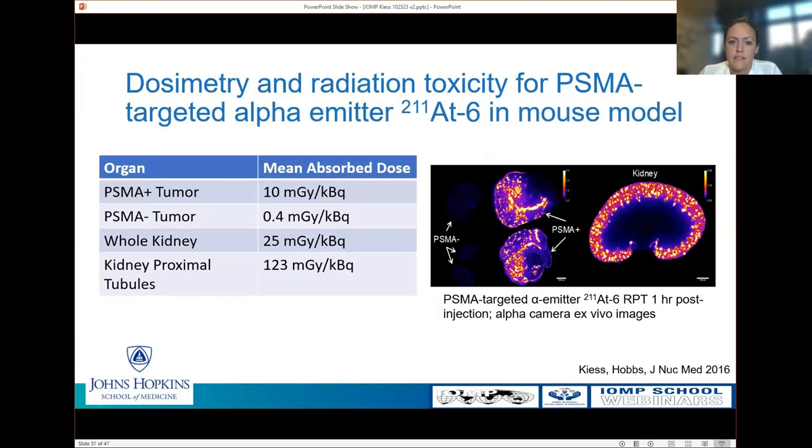We looked at this in our alpha emitter study, and with Dr. Hobbs and Dr. Sgouros, we did micro-level dosimetry showing that the dose absorbed by the kidney proximal tubules after PSMA-targeted alpha emitter therapy can be even higher than that from the PSMA-positive tumor.